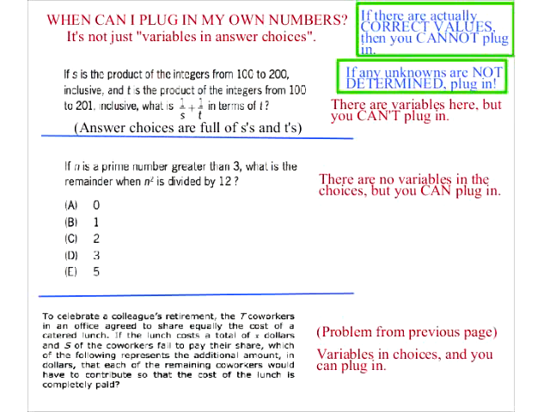So in this problem, even though there are S's and T's all over the place, they're not variables, because S is a hard number. It's a very large number, which is why they gave it a letter name, because it's so big. But it's a hard number. It's the product of the integers from 100 to 200. And then so is T. So that's what's going on there. There's no unknowns. These have correct values.